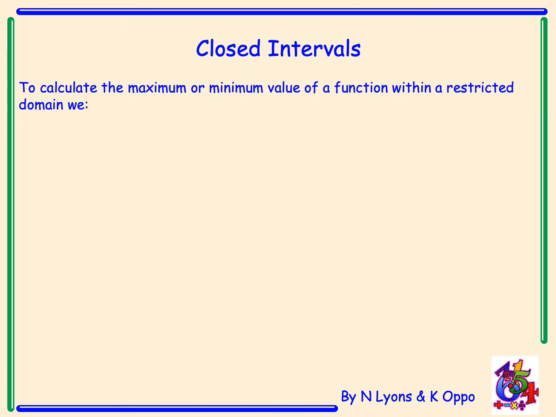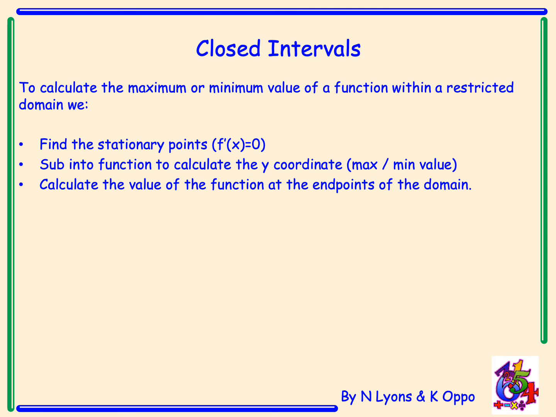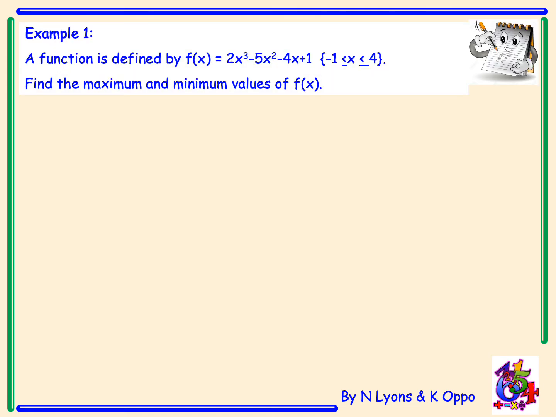To calculate the max and min values of a function within a restricted domain, we first of all find the stationary points using the derivative equal to 0. Sub into the function to calculate the y-coordinate, that gives you the actual maximum or minimum value of the function. And calculate the value of the function at the end points of the domain, just in case they happen to be larger or smaller than your turning points. Let's look at example 1.